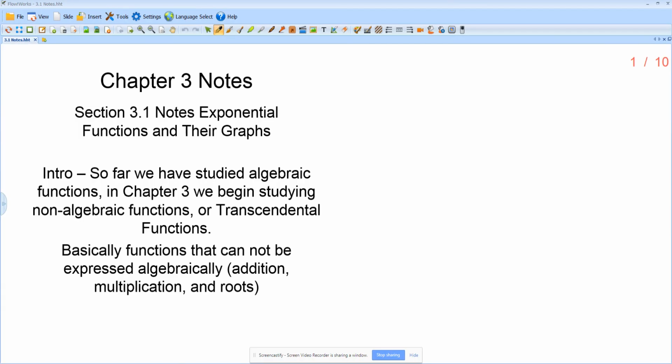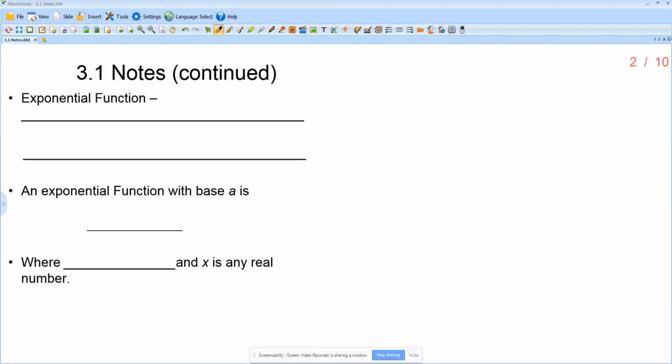So 3.1. What we're going to be talking about in 3.1 and all throughout chapter 3 and continuing into chapter 4 as well is the non-algebraic functions. So far, what we've looked at is algebraic functions, meaning that they were created by addition, multiplication, and roots: square roots, cubic roots. So now we're going to be looking at what are called transcendental functions, things that aren't based upon those operations. The first one that we're going to discuss is the exponential function.